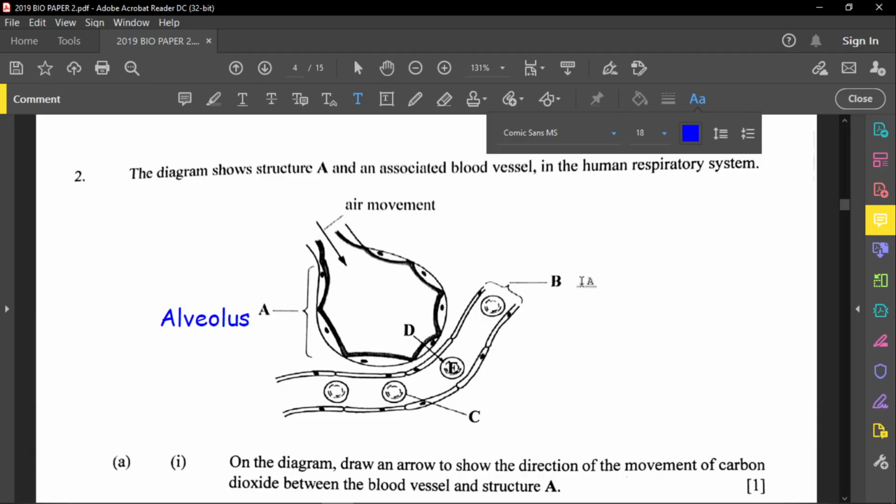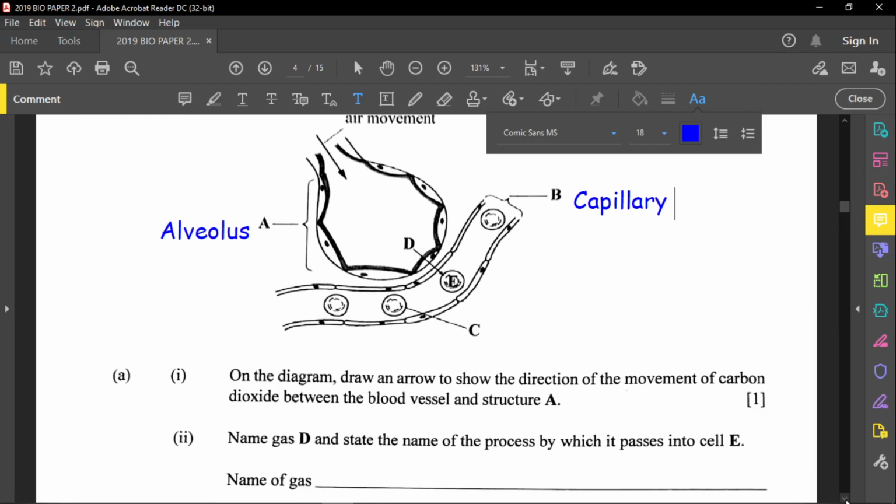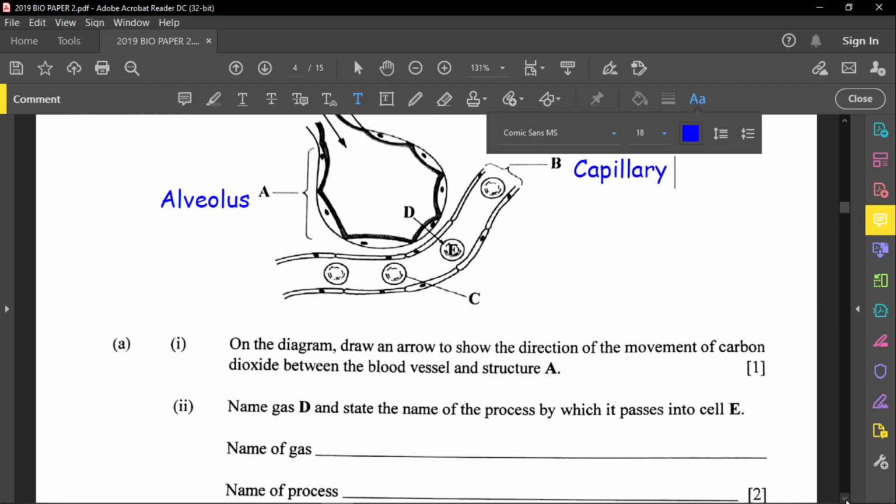So B is a capillary. All right. And capillaries surround the alveoli. And C will be the red blood cell. All right. And so let's see what they're asking us in this question. And so for part A, it said on the diagram, draw an arrow to show the direction of the movement of carbon dioxide between the blood vessel and the structure A.